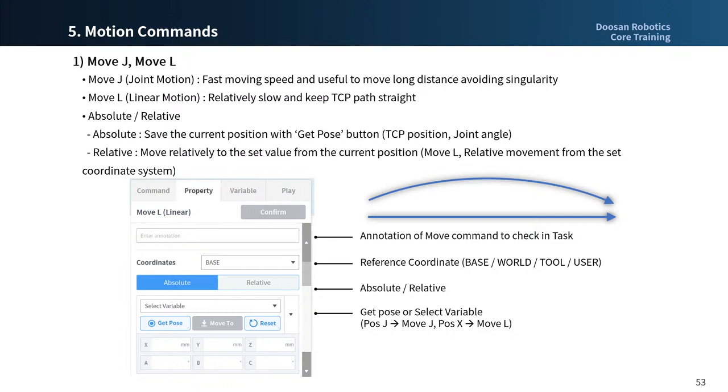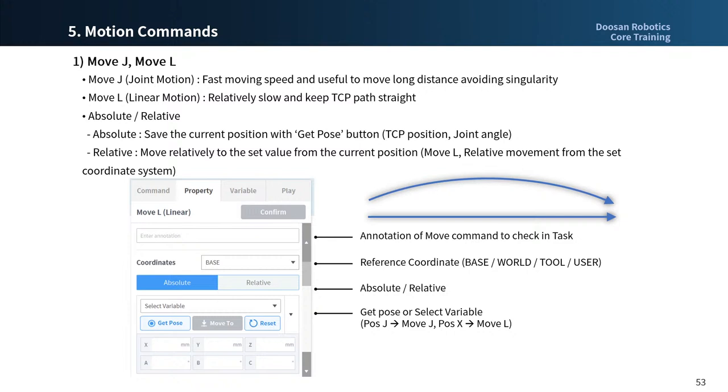First, let me introduce the pros and cons of Move J and Move L. Please have a look at the explanation. Move J is a joint movement that starts and stops simultaneously at a specified angle for each axis. The advantages are that it's fast, able to avoid singularity, and suitable for long distance travel.